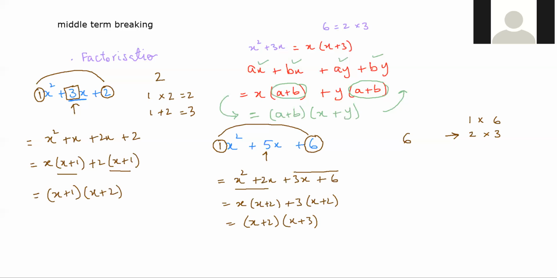Let me take a few more examples. Now suppose you have 2x squared plus 7x plus 6, and we want to factorize this. Look at this. This coefficient is 2 and this is 6. What is their product? The product is 12 and the sum should be 7.